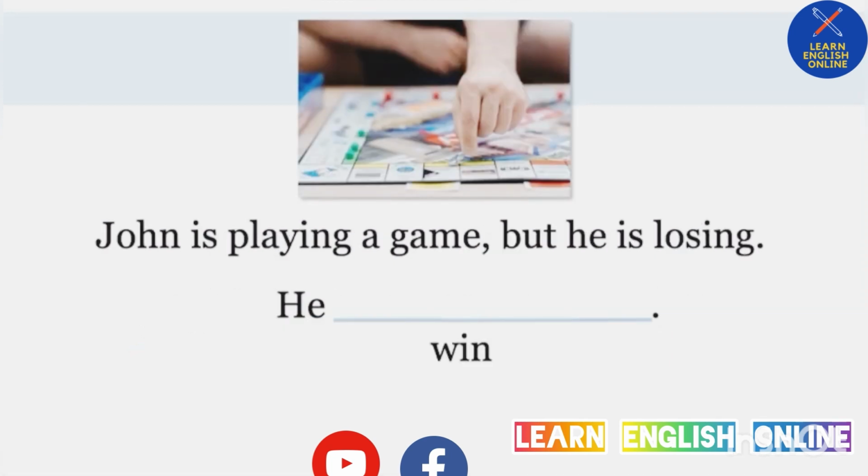John is playing a game, but he is losing. Okay, what goes in the blank? It has to be negative because he's losing and the verb is win. He is not going to win. Okay, now can you make a contraction here? Is and not? He isn't going to win.